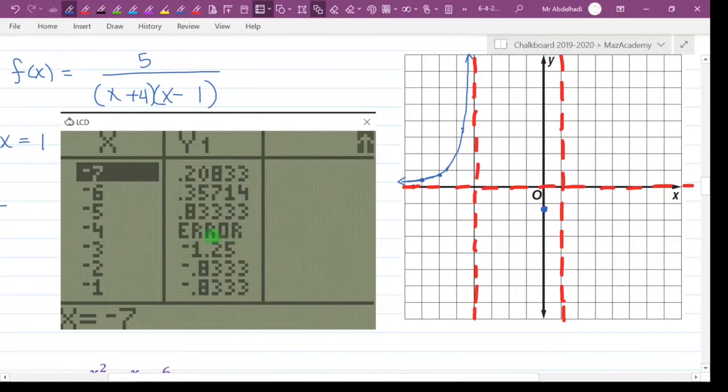Negative 4, that's an error. Okay. Negative 3 is negative 1.25. So here's negative 3, 1, 2, negative 3. Negative 1.25 is here.